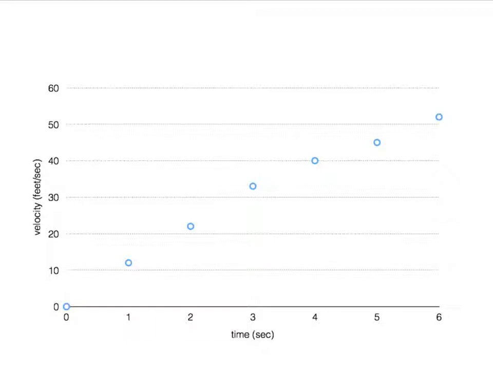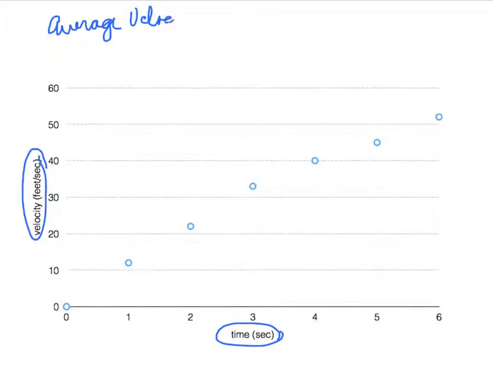So let's apply this to something that we're familiar with, and that would be velocity. So let's say that we have some velocity in feet per second and time in seconds. And what I want to do is be able to compute the average velocity. Well, remember that to get an average, what you would normally do is add up all of your numbers. So we'll just say you've got some x sub 1, and we're going to add up all the numbers that we have, and we're going to divide by the number of numbers that we have.